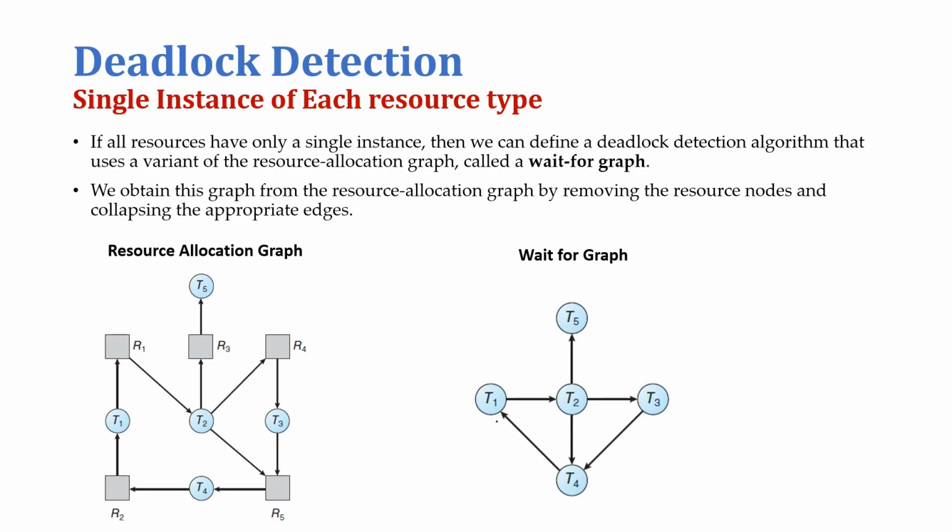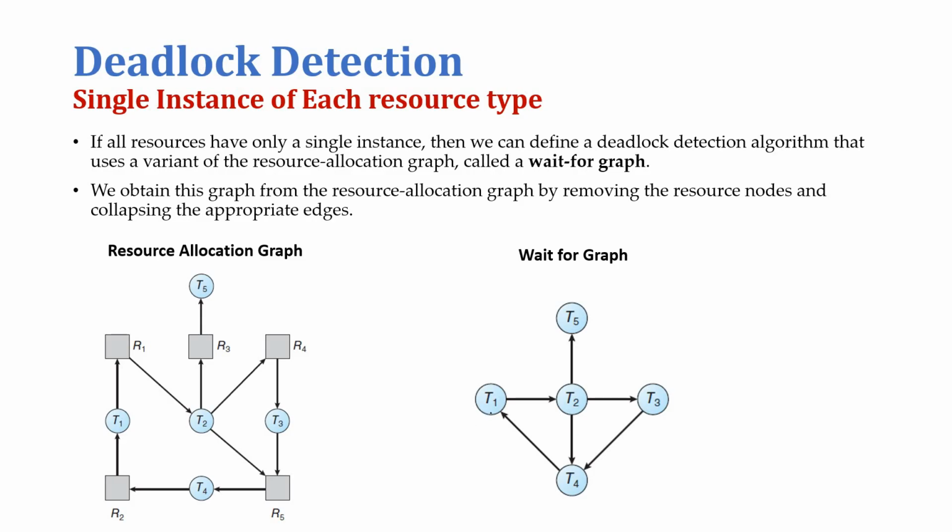In the wait-for graph, the arrow indicates that each thread is waiting for another process. According to this scenario, thread T1 is waiting for T2. When T2 completes and releases the R1 resource, then only T1 can execute. Similarly, T2 is waiting for T3, T3 is waiting for T4, and T4 is waiting for T1.